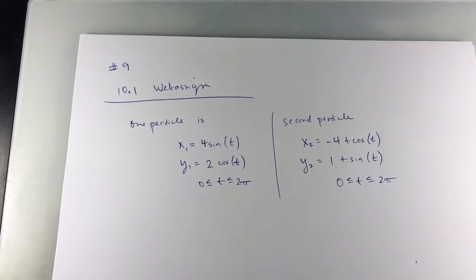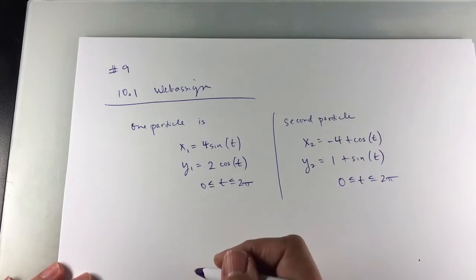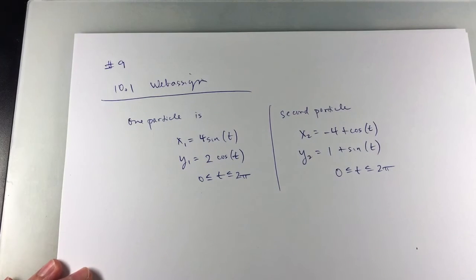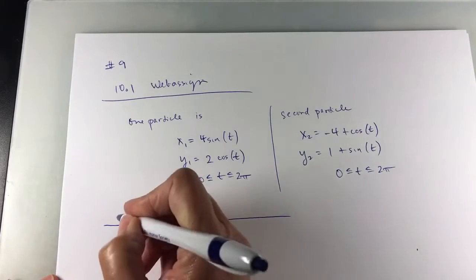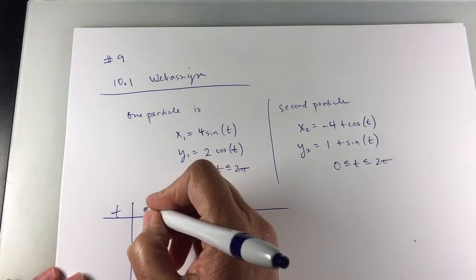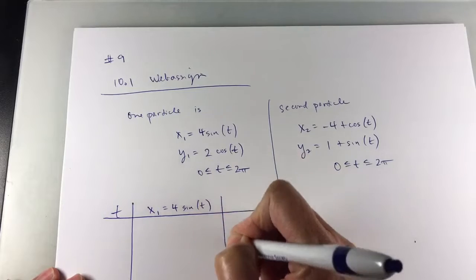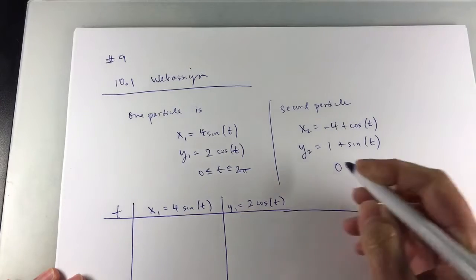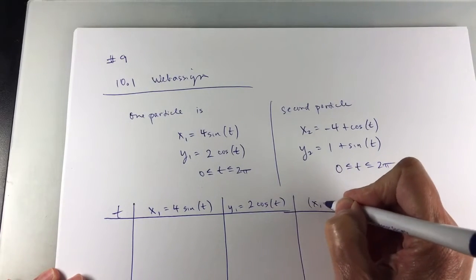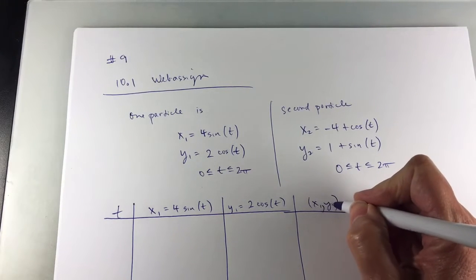I need to graph the paths traced by the two particles, and they do have them graphed on the same grid. I'm going to go with a chart like I've done the others. I'll have t for the first particle. x sub 1 is 4 sine t. y sub 1 is 2 cosine t. And then I'm going to have an xy pair, which would be x sub 1, y sub 1.